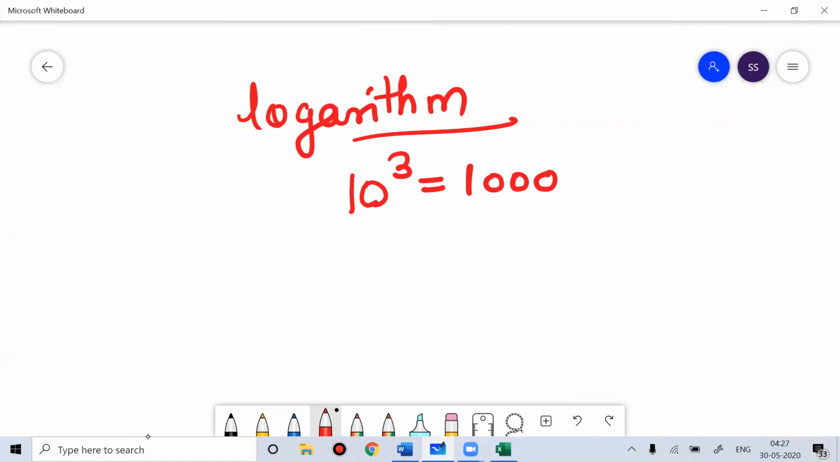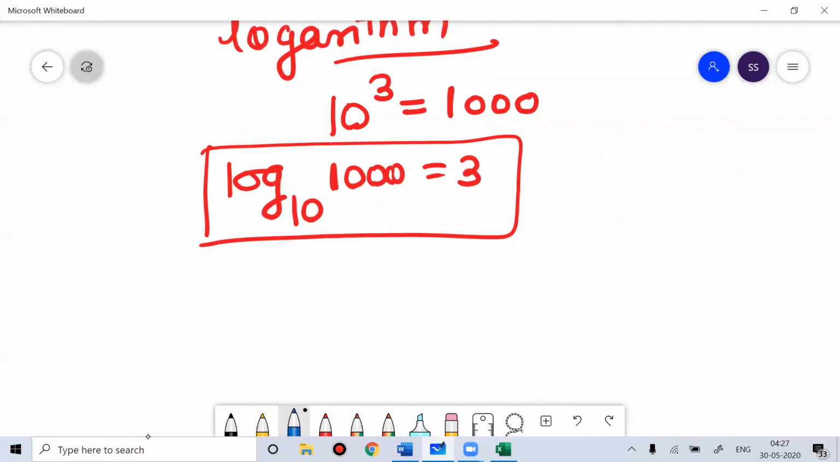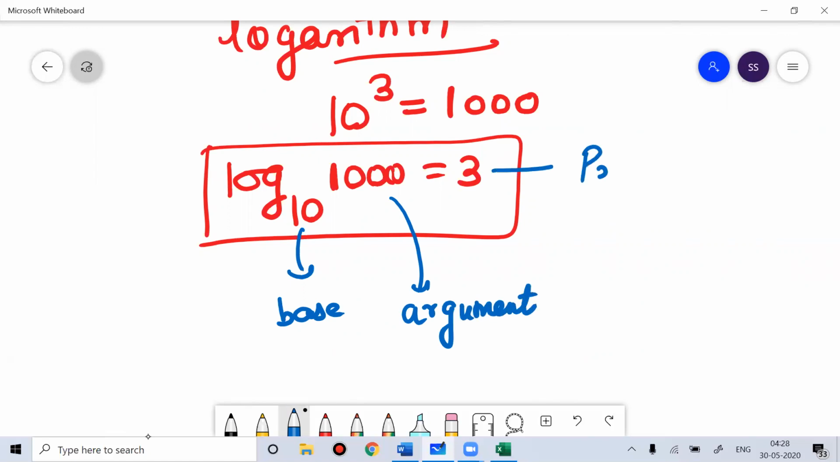If I ask you how to express this in logarithm, you'll write the same thing as log of 1000 base 10 is equal to 3. This is how you express the number in the form of logarithm. When you write this number in the form of logarithm, this 10 is called the base. This 1000 is called the argument, and this 3 is the power.